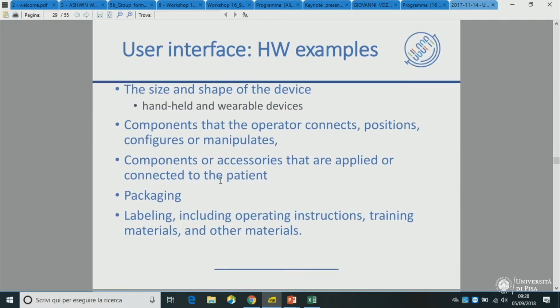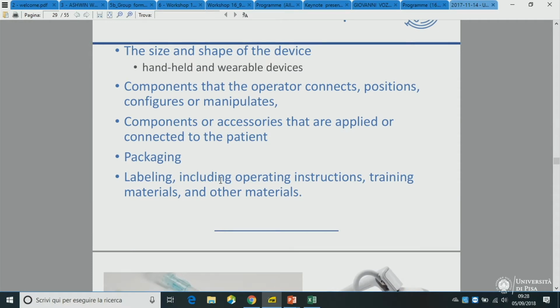So here you have some hardware examples, including the packaging and the labeling, okay? Think about a surgical kit. The order of the tools in the surgical kit is a usable interface or a very confusing interface. Can be both. Double pouches for protecting the sterile condition of a sterile medical device can be a good interface or a very confusing interface if they are transparent or opaque.